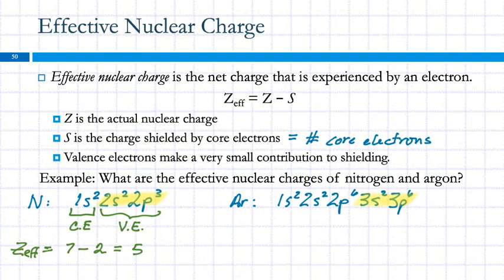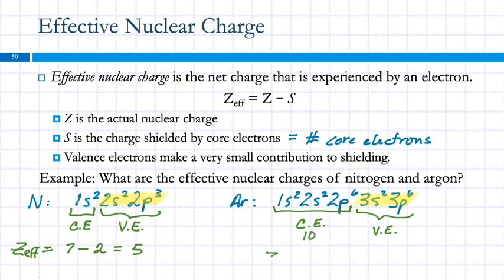So these are the valence electrons, and everything else, those are the core electrons. How many core electrons are there? 2 plus 2 plus 6 is 10, right? So there's 10 of those.